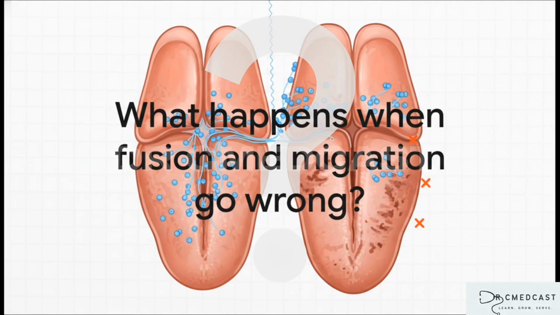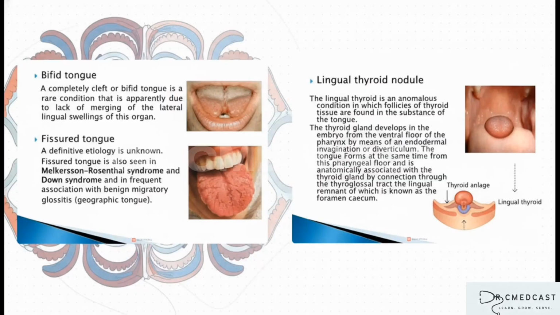All right, you know the drill by now. We have to ask the clinical question. What happens when these fundamental processes, like fusion and migration, go off the rails during the assembly of the tongue? This slide is perfect because it illustrates two totally different types of errors. On one side, you see a bifid or cleft tongue. This is a classic failure of fusion. The lateral swellings from the first arch just didn't merge completely.